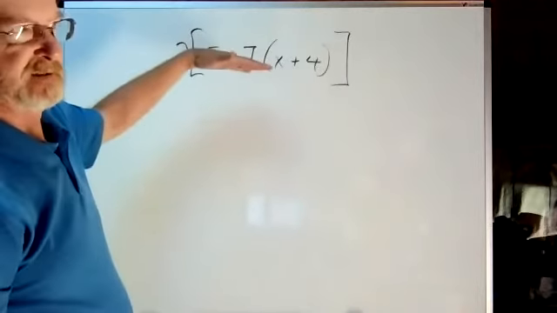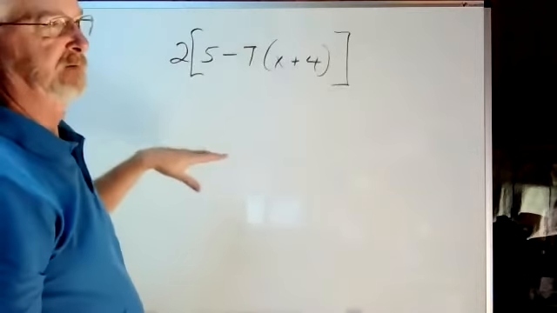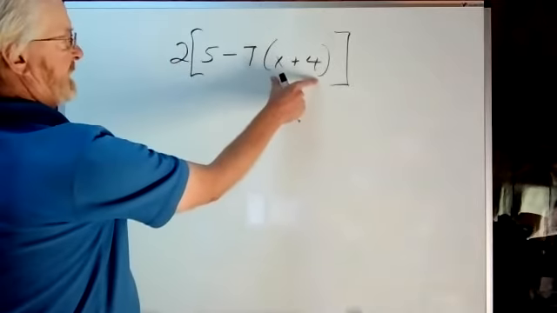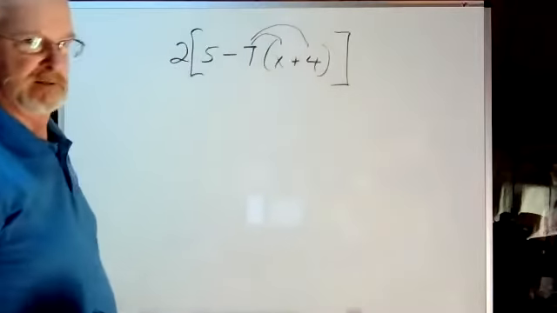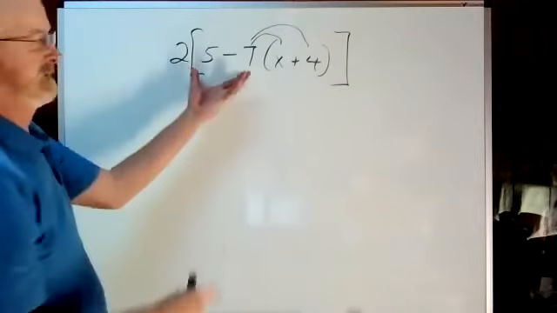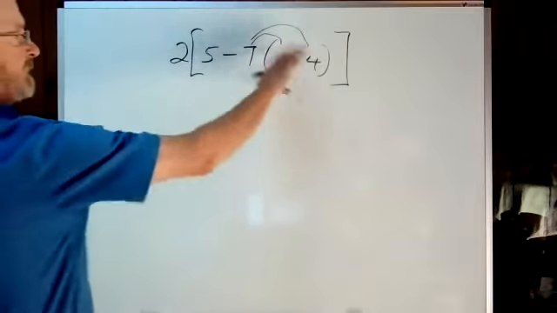For a problem like this, just rewrite what you're not working with yet. Don't try to do too much at once. I really can't simplify this, so I'm going to end up distributing as my first step. Notice I can't do 5 minus 7. That's just what I did a minute ago. You can't do that. This is multiplication.